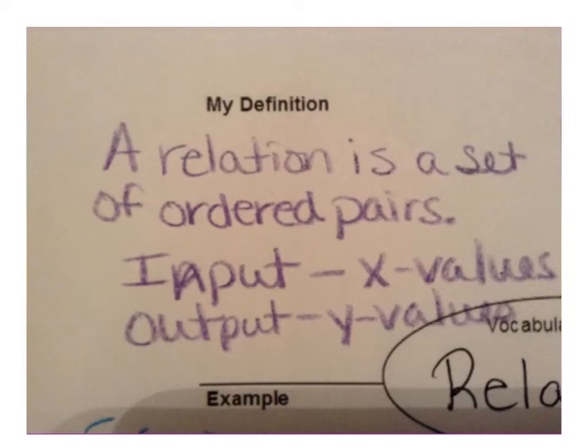So let's go to the left top corner where it says My Definition. And let's talk about what a relation is. A relation is a set of ordered pairs. Any ordered pair is considered a relation. So you have your input and your output. Your input are your x values and your output is your y values. So make sure you write this in the box for My Definition.